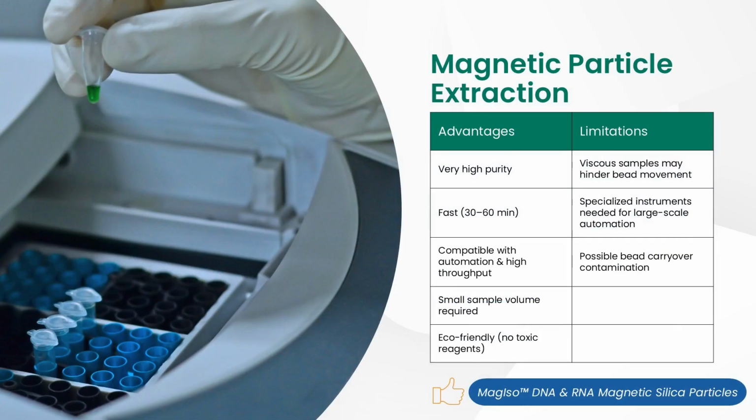Magnetic bead-based extraction is fast, typically requiring only 30 to 60 minutes. It produces very high-purity nucleic acids and requires only small sample volumes. Most importantly, it integrates seamlessly with automated instruments, enabling high-throughput processing. On the other hand, viscous samples may limit bead movement, and specialized equipment is sometimes required. At CD Bioparticles, we offer several solutions, including DNA and RNA magnetic silica particles, which provide excellent performance for both manual and automated systems. So how do spin columns and magnetic beads compare overall?